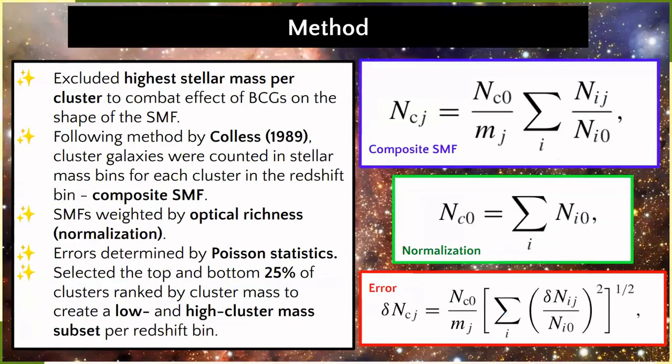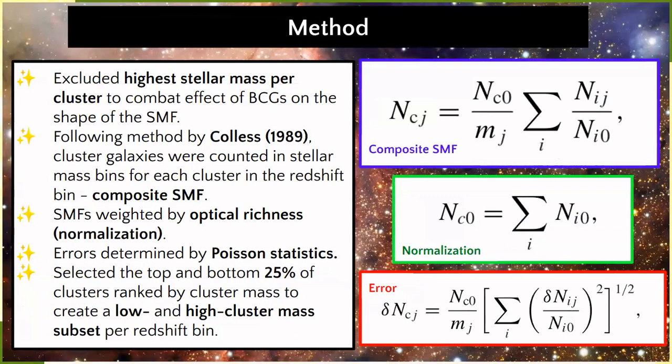As mentioned earlier, high mass galaxies or massive galaxies, particularly BCGs, tend to have an impact on the shape of the SMF. And this obviously influences the Schechter model parameters M star and alpha. To combat this, we decided to exclude the highest stellar mass per cluster, which is most likely the BCG.